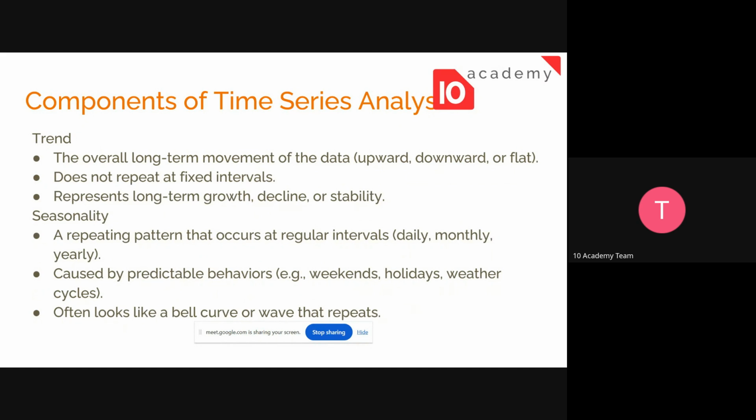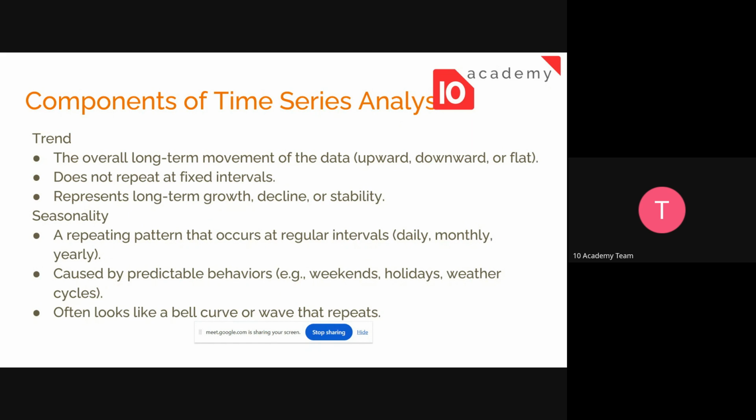So what is trend? Trend is the overall long-term movement of the data, whether it's going upward or downward or just flat. It does not repeat at a fixed interval. It can go up or down, in both directions, so it's not a fixed interval. It represents long-term growth, decline, or stability. We can understand by seeing the graph or the plot whether our data is growing, declining, or stable.